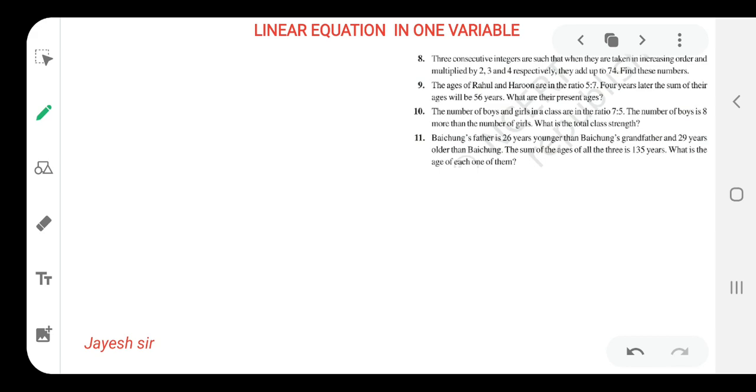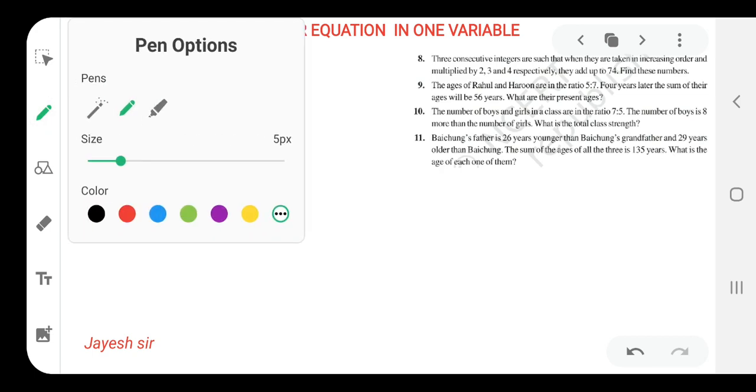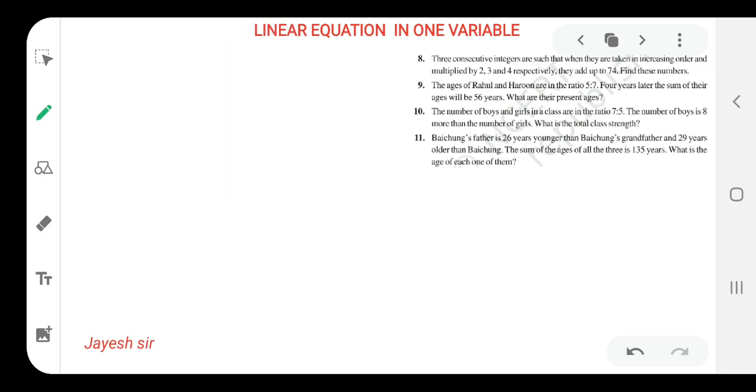My first consecutive number would be x. My second consecutive number would be x plus 1, as we all know. So my first consecutive number would be x, second would be x plus 1, and third would be x plus 2. I hope you all are getting it, friends. These are the consecutive numbers. Whatsoever the value would be, the consecutive numbers would be the same.